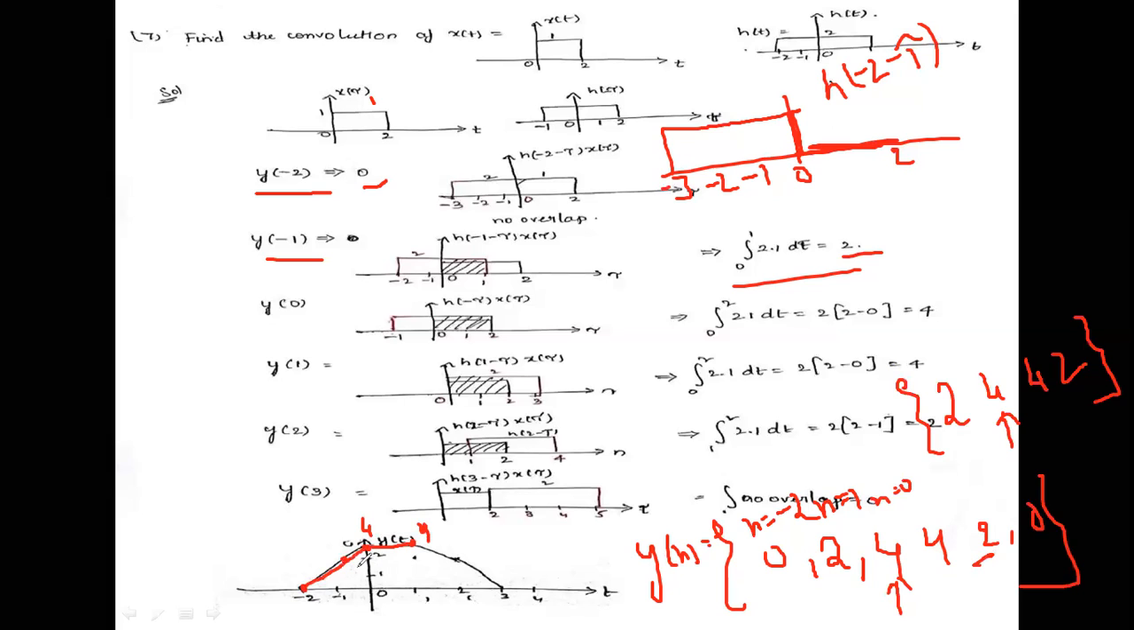Then n is equal to 2, the value decreases to 2. And n is equal to 3, the value decreases to 0. Got it, my dear students?